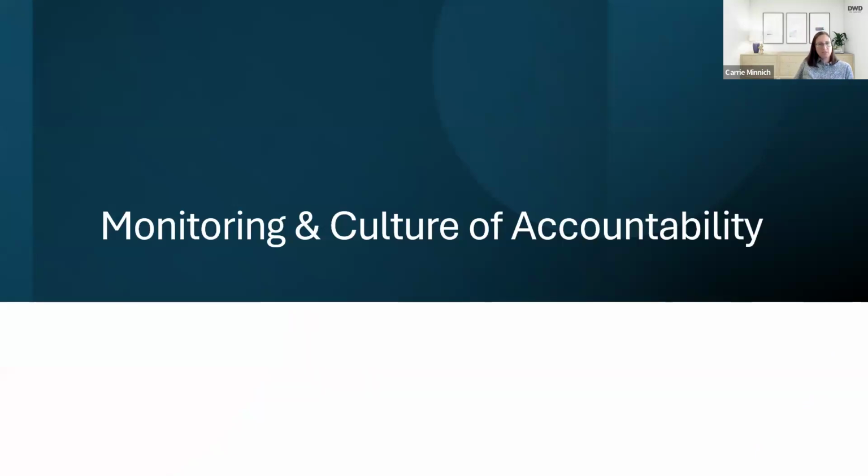Next, I want to talk about monitoring and culture of accountability, because even though we put in all these controls, and even if we have great controls, they're not going to work if they aren't followed. It's really about the people within our organization and making sure that the people are following these controls. So monitoring and culture are key.